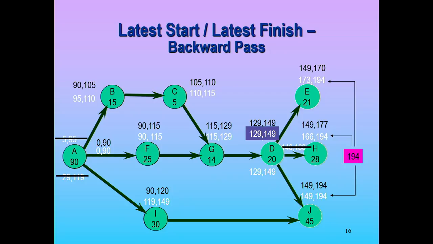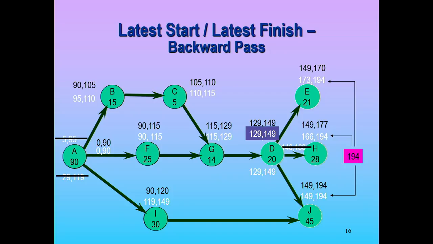Okay, so if we look back at J, this J waits on the latest J can start at 149, so the latest I can finish is 149. Keep working our way back. The latest G can start at 115, so the latest C or F can finish, because they both are predecessors for G, is 115. We subtract out their duration, 5, and 25, and we work our way back.